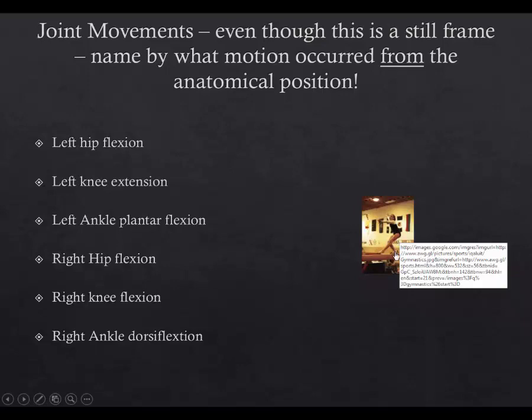And then this is a tricky one for some. What's happening at the ankle here? Well, she didn't actively do anything other than she lowered her body. But once she lowered her body, she put her ankle into dorsiflexion, or the anterior part of her foot was moving towards the anterior portion of her lower leg.